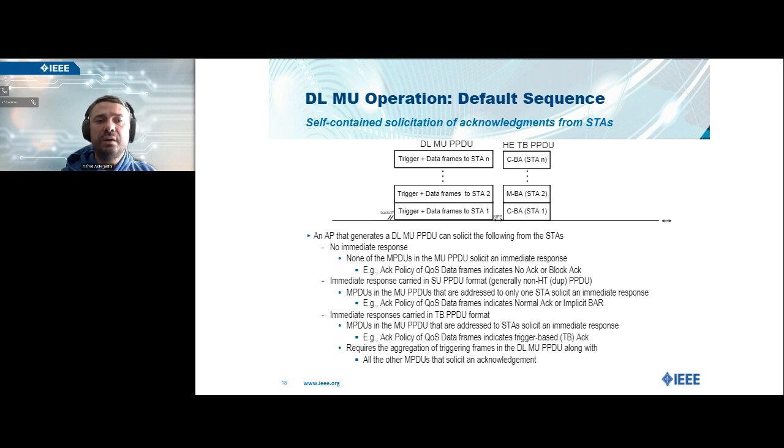To differentiate an ACK policy of normal ACK and implicit BAR, which is the one with the SU PPDU format, from the case of the trigger-based PPDU format, we use another ACK policy value indicating trigger-based ACK, so that the station has a self-contained indication in the MPDU itself as to what type of immediate response the access point is soliciting. And of course, the aggregation of the trigger frame in the downlink MPDU is going to be used to determine what resources to use for the compressed block ACKs and other acknowledgement types that are being solicited.